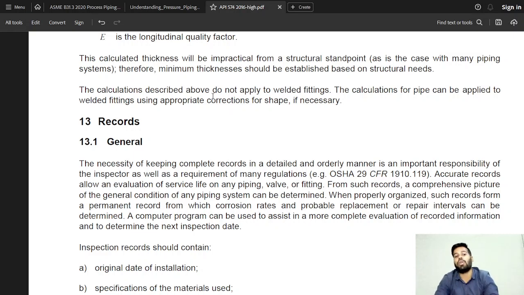So this was all for section 12. In the next video, we'll go for section 13, which is going to be the last section of the API 574 code.